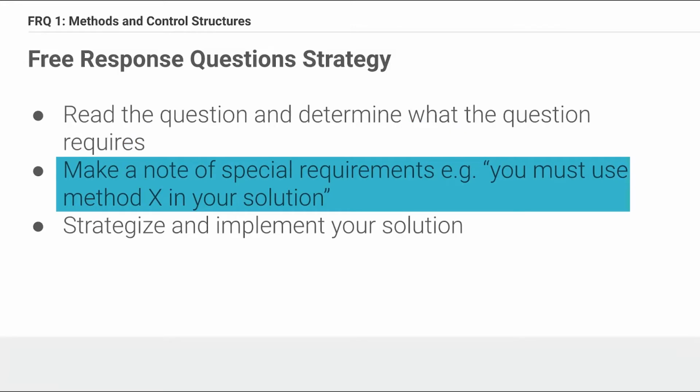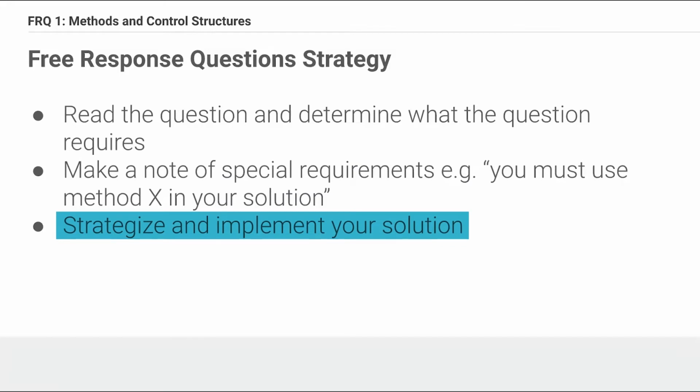The second strategy is to make a note of special requirements that they mention. Sometimes they want to see if you know how to reuse methods or to use methods that they've given you. You might be able to write a solution that works without using the method that they gave you. But if they have a special note that says you must use method X in your solution correctly to earn credit, then you have to follow that special requirement. So make a note of those as you're reading through the question.